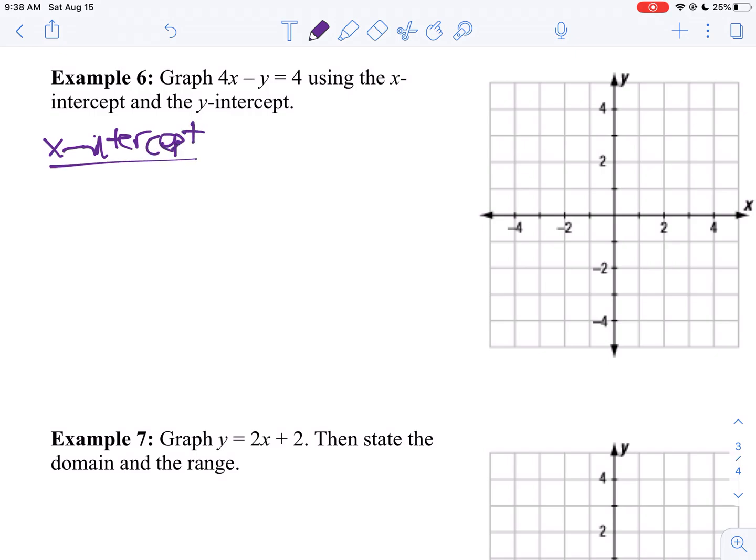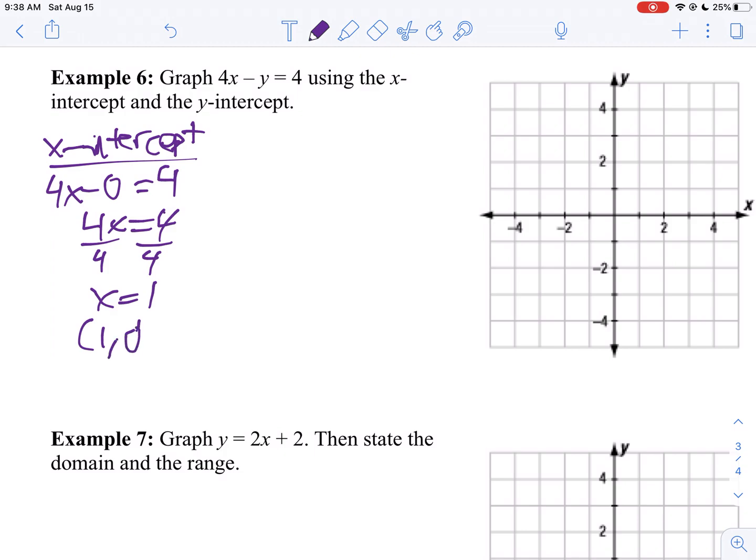So in my equation, I'm going to replace y with 0. So I get 4x minus 0 equals 4. I don't know why I wrote y when I meant 0. Let me try that again. 4x minus 0 is 4x. Divide both sides by 4. x is 1. That's an ordered pair, 1, comma 0. So on my graph, I'm going to put a point at 1, 0.